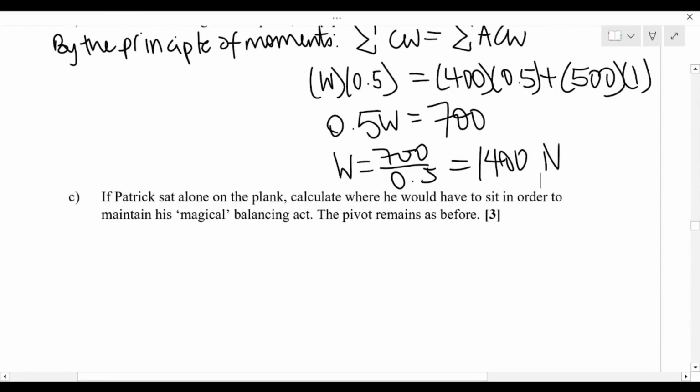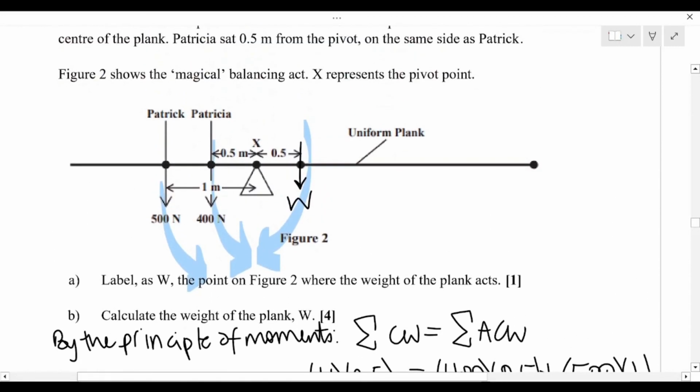If Patrick sat alone on the plank, calculate where he would have to sit in order to maintain his magical balancing act. The pivot remains the same as before. So Patrick's weight is constant. It's always going to be 500 newtons. Therefore, we need to calculate where he needs to sit without Patricia.